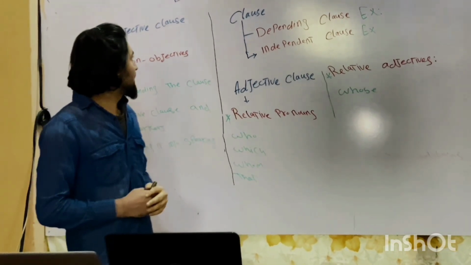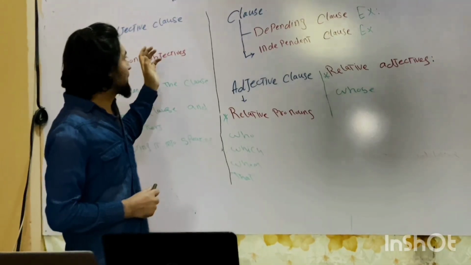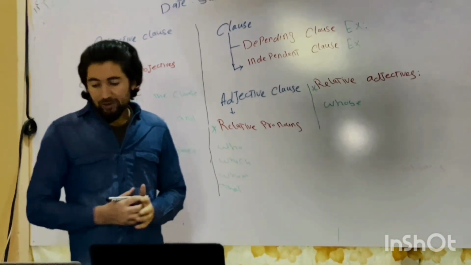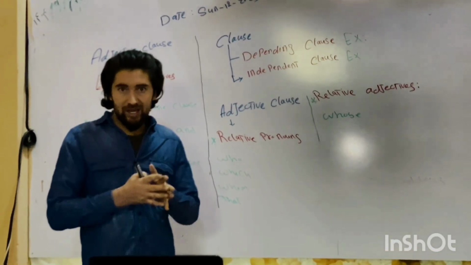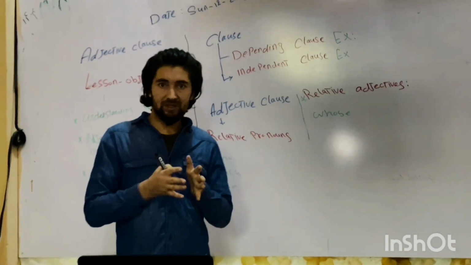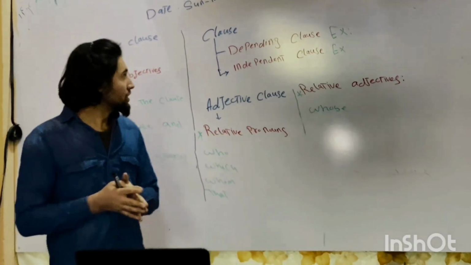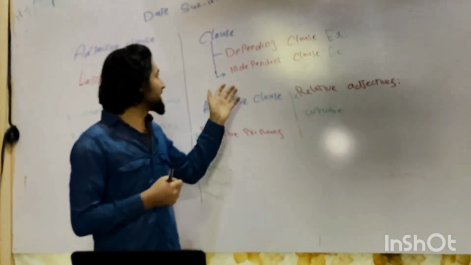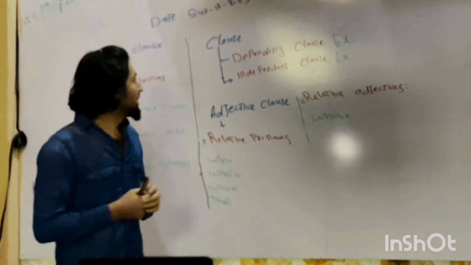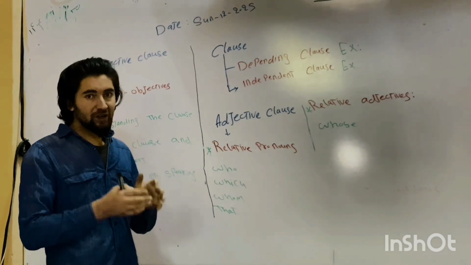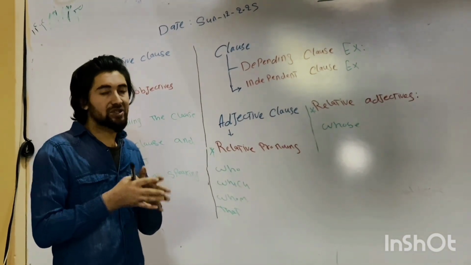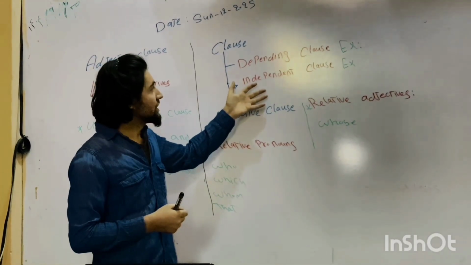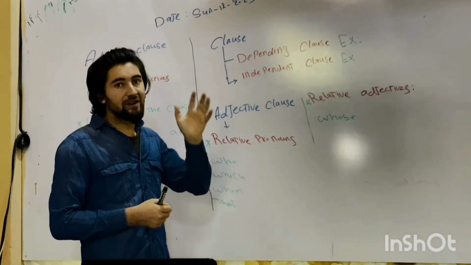Alright, before going to talk about adjective clause, let me explain what a clause is. A clause is a group of words related to each other which contain a subject and also a verb. We have two types of clauses: dependent clause and independent clause. What is a dependent clause? A dependent clause is a clause which can't stand alone. It doesn't give a full meaning, but an independent clause can stand alone and it gives you a full meaning.